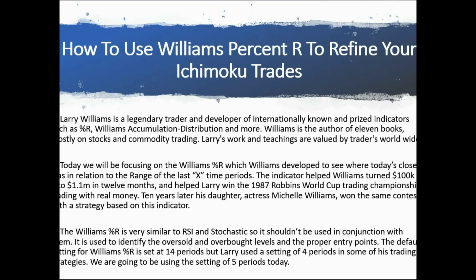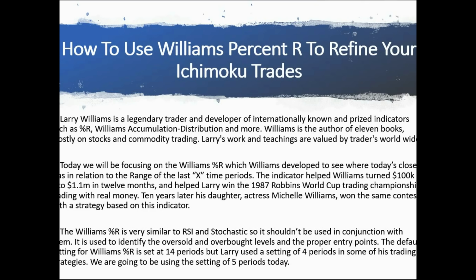The indicator helped Williams turn 100,000 into 1.1 million in 12 months and helped Larry win the 1987 Robbins World Cup Trading Championship, trading with real money. And then 10 years later, his daughter, who is also actress Michelle Williams, won the same contest with basically the same strategy based on the Williams percent R indicator.